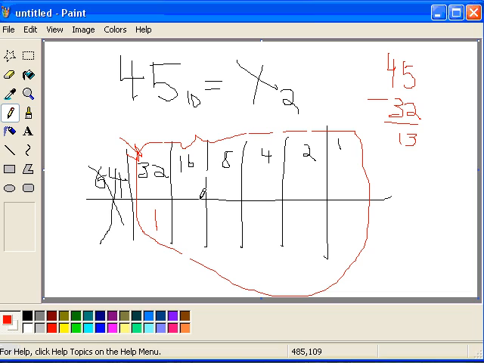Well, 16 is too big. 8 is just right. 5 left over. All right. So once I mark it, you see I have to account for it. There's my 32. There's my 8. And then 5 minus 4 is 1.